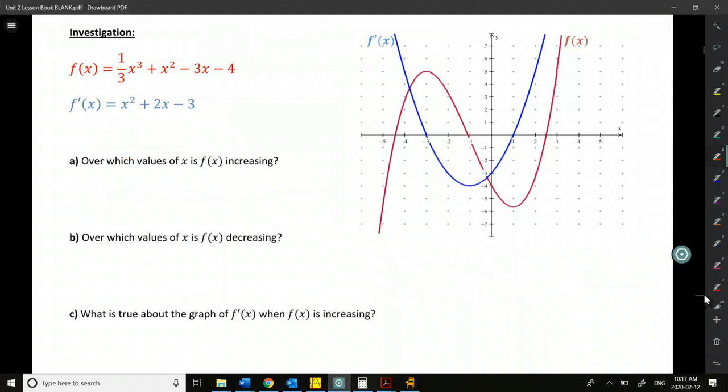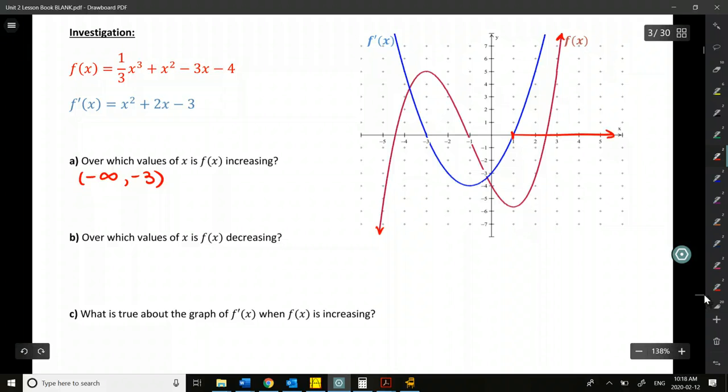All right, so who can tell us over which intervals f of x is increasing? Kristen? So you're saying 0 to -3? Okay, so we can say negative infinity to -3. Are there any other increasing intervals? I think it's increasing past 1. This function goes on forever in both directions. So 1 to what? Yes, positive infinity.